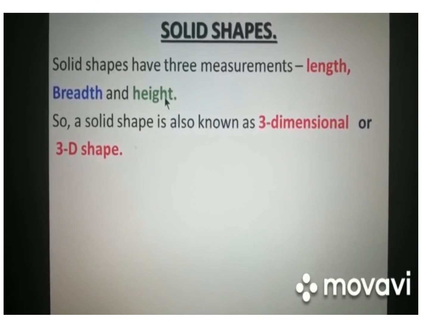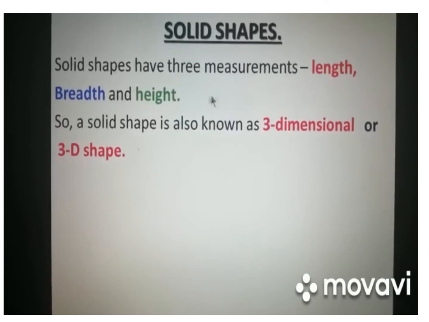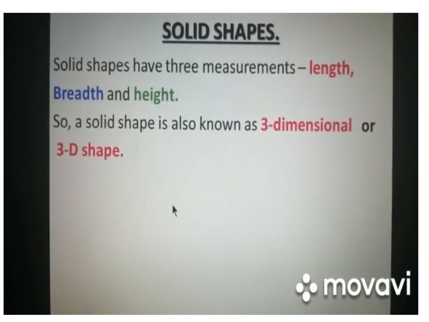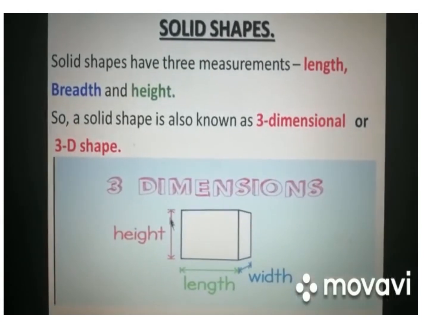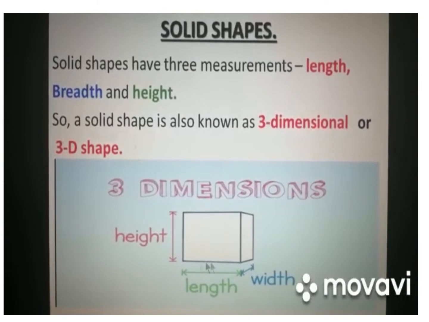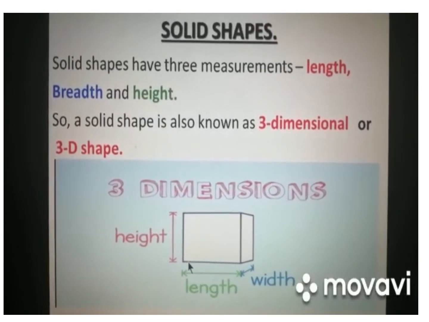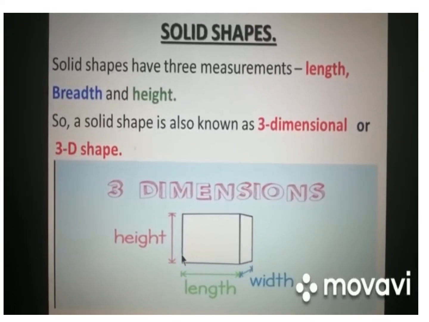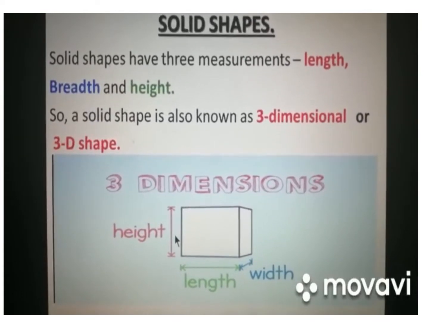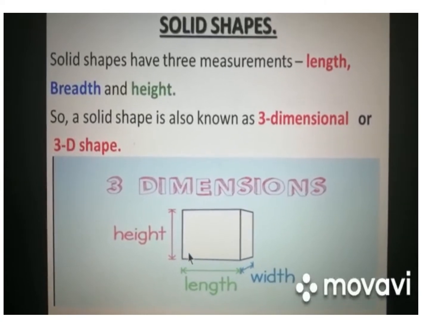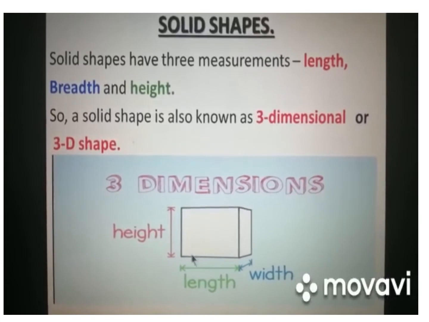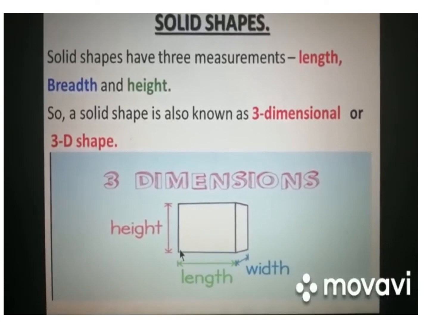In a 2D shape, what dimensions are there? Only length and breadth, but in a 3D shape there is height also. Let me show you an example. This is one solid; it has length and breadth, but in 3D it has height also. That makes the difference between two-dimensional and three-dimensional: in two-dimensional there is length and width, but in three-dimensional there is height also. Let me tell you more about solid shapes.